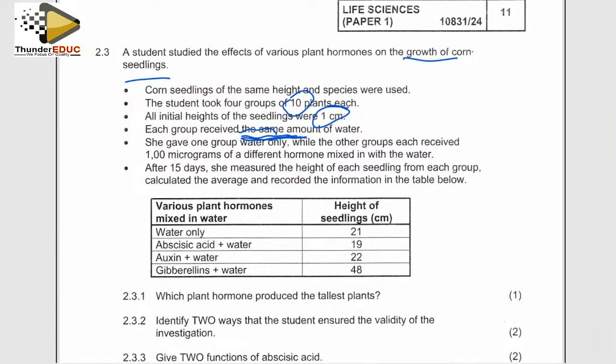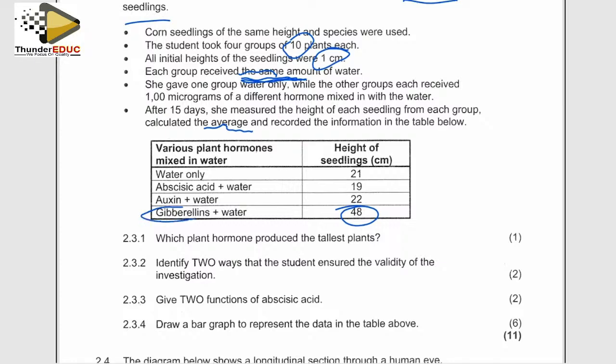After 15 days, for each group, calculate the average. So the average increases the reliability. Okay, which plant hormone produced the tallest plant? So this is the height. We see that it's gibberellin which did that. So the answer is gibberellin. So that's the answer there.